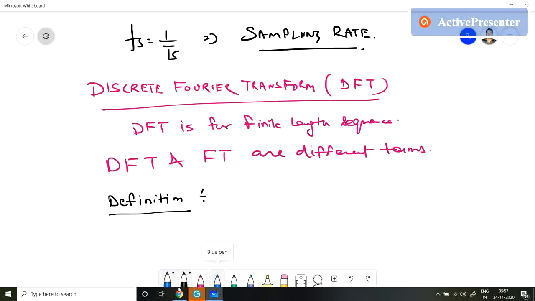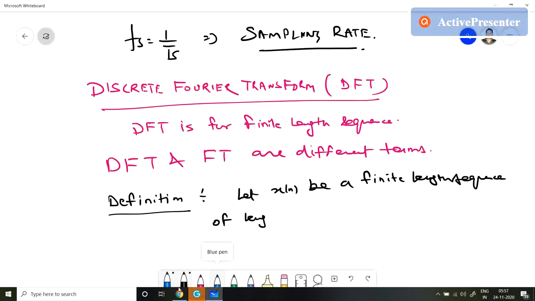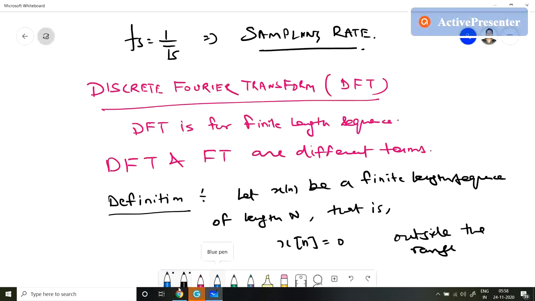So let x[n] be a finite length sequence of length N, that is, x[n] is equal to 0 outside the range 0 ≤ n ≤ N−1.